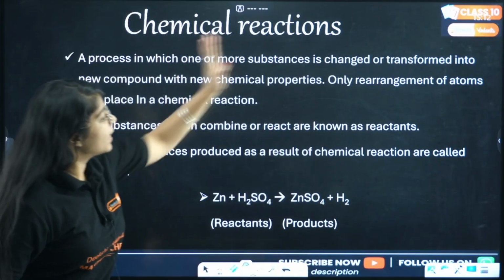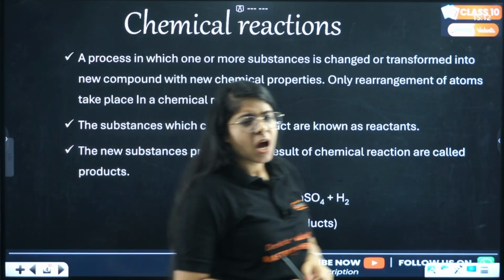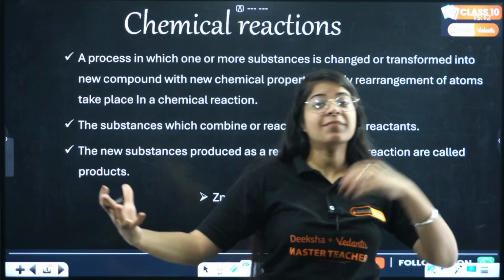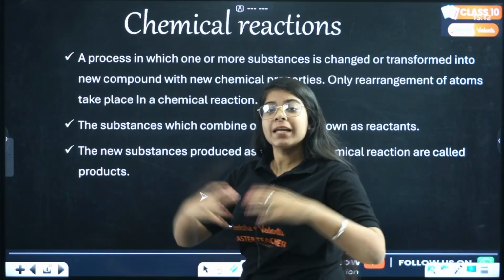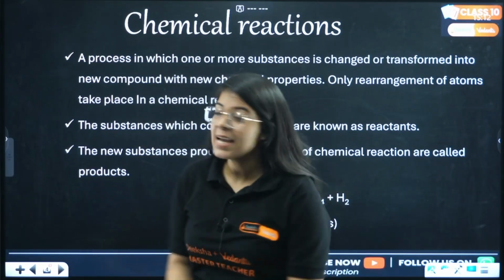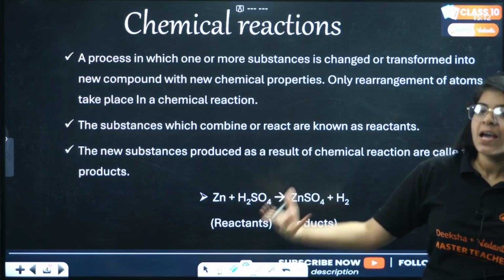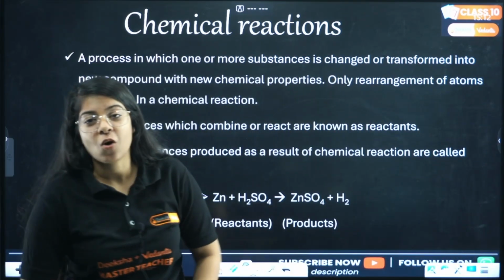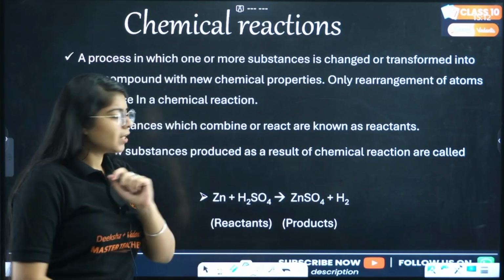Only a rearrangement of atoms takes place in a chemical reaction. Of course, we know that the atoms arranged in tea leaves are different from the atoms arranged in the final tea, right? So in a chemical reaction, rearrangement of atoms occurs. The substances which combine or react are called reactants, and the substances which are produced, that is our tea, are called our product. Now let's see a very common reaction in chemistry, right?